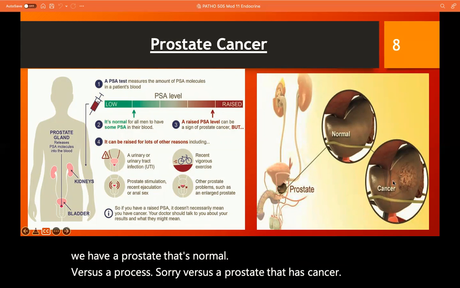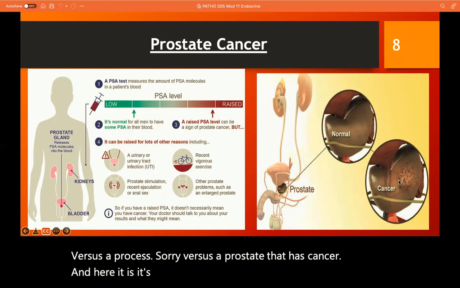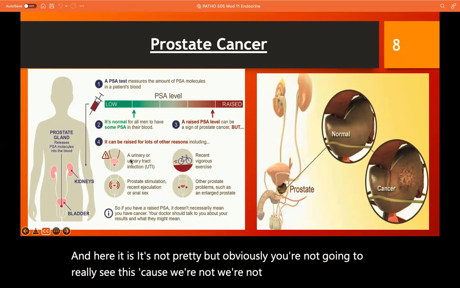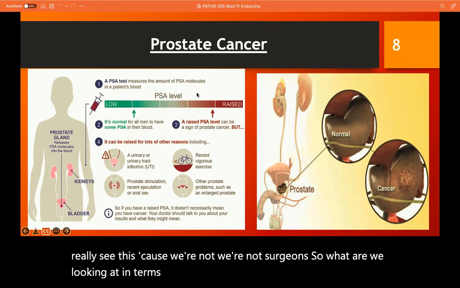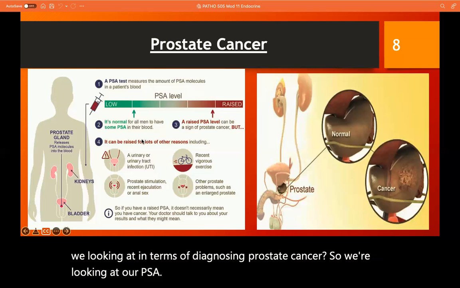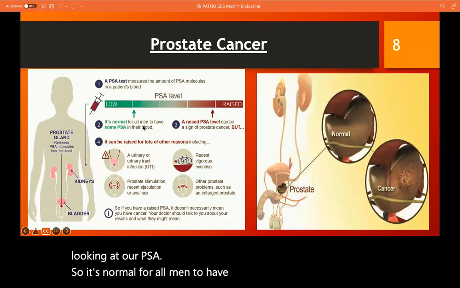And here it is. It's not pretty, but obviously you're not going to really see this because we're not surgeons. So what are we looking at in terms of diagnosing prostate cancer? So we're looking at our PSA. It's normal for all men to have some PSA in their blood.